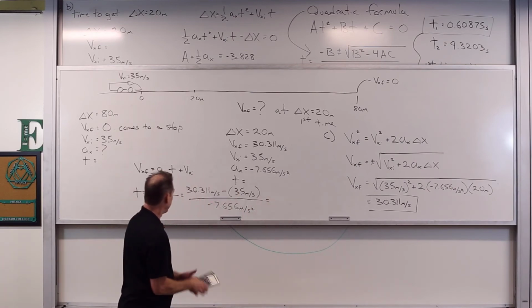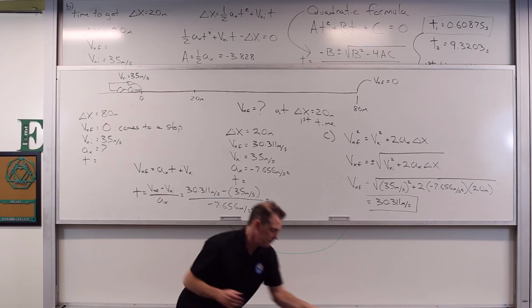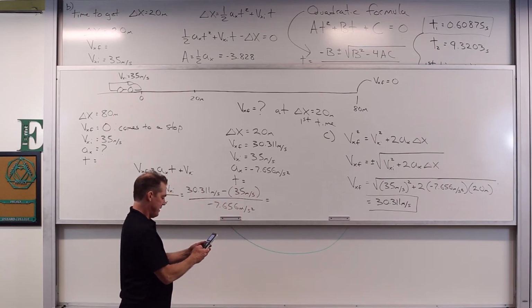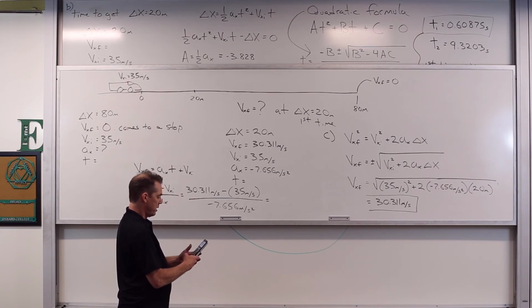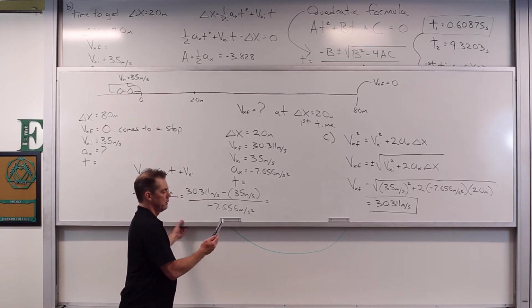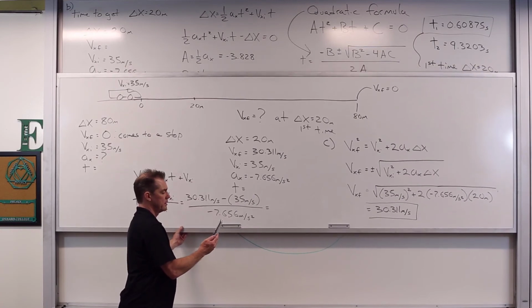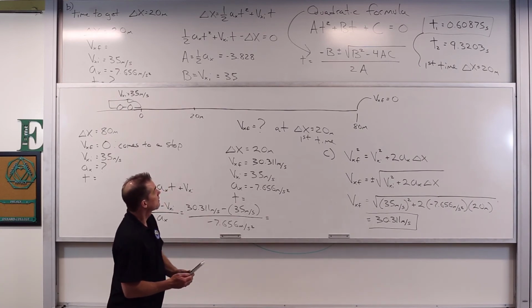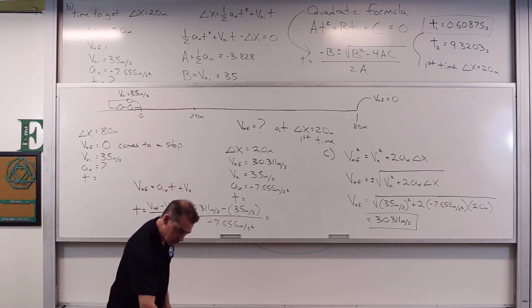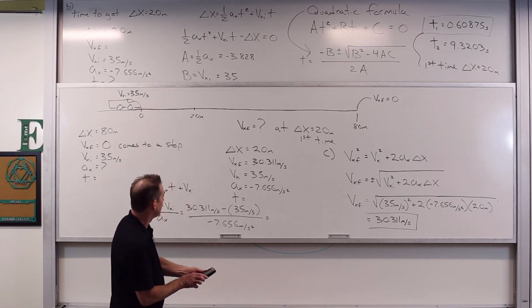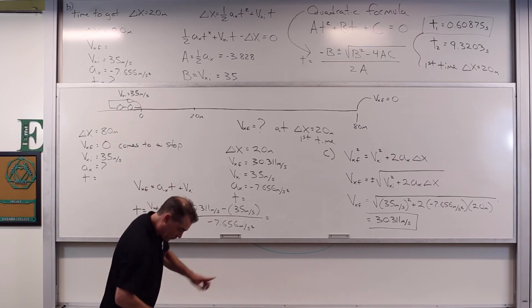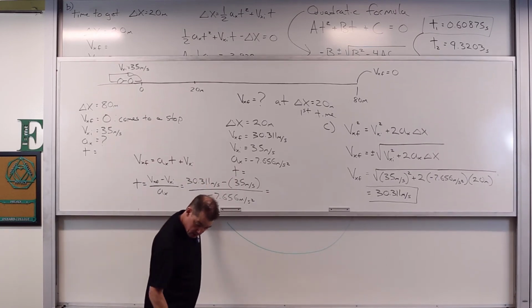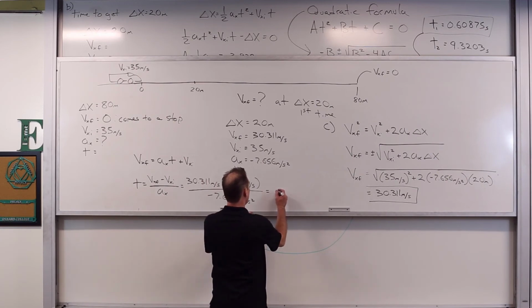And let's go ahead and put that on the calculator and see what happens with this, right? Trying to get used to the new one here. So we've got ourselves a quantity of 30.311 minus 35 divided by negative 7.656. Something in here wrong? Yes, I did. So the answer becomes 0.612.